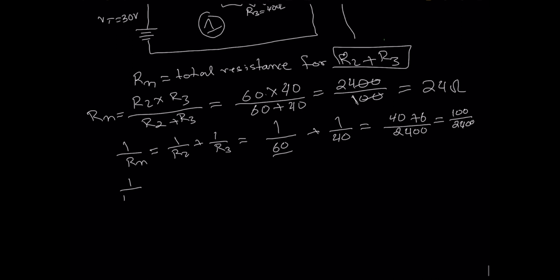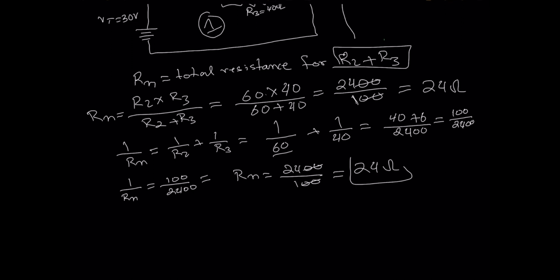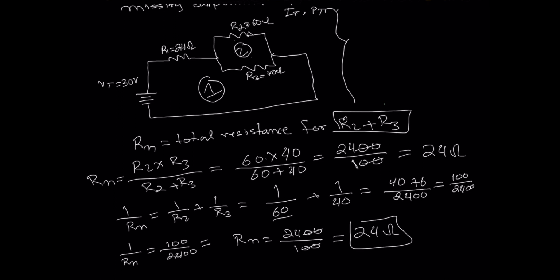1 over Rn is equal to 100 over 2400. Since we have two values, we can flip them around. We have both fractions here, so it will become Rn equal to 2400 over 100. Same thing, we can simplify this fraction. 2400 divided by 100 will give me 24 ohm. So we found the Rn, or the total resistance for this sub-circuit.